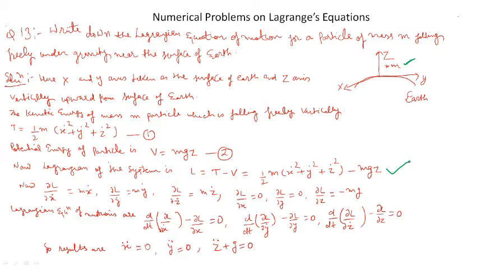When we put the values of del L over del x dot and del L over del x in this equation, we get x double dot is equal to 0. Similarly, when we put the values of del L over del y dot and del L over del y, we see that y double dot is equal to 0. And when we put del L over del z dot and del L over del z in this equation, we see that our equation comes out to be z double dot plus g is equal to 0. So these are the Lagrangian equations of motion.